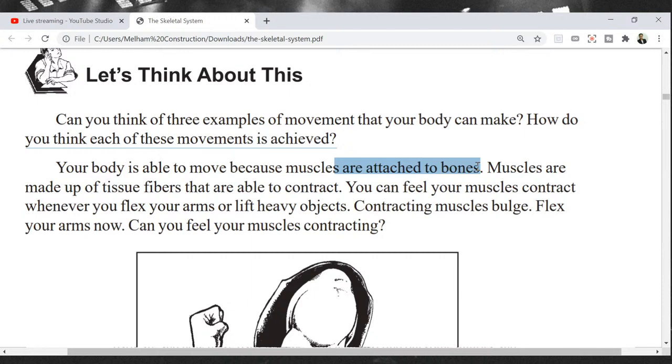You can feel your muscle contract whenever you flex your arm. Try ninyo i-flex yung arm ninyo, or lift heavy objects. Contracting muscles bulge. Flex your arm now. Can you feel muscles contracting? Di ba yung muscles nagko-contract siya? Try ninyo mag-push up ng 100 ngayon, tapos tumigil kayo. Bukas, huwag kayo mag-push up. So, nagko-contract siya.